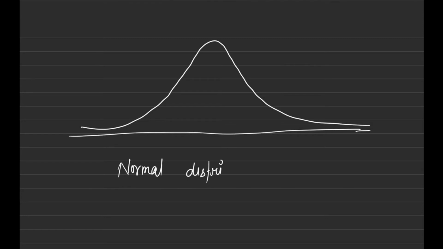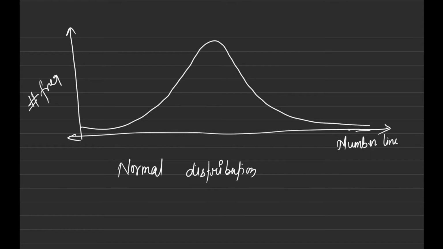Normal distribution curve. This is your number line, and this y-axis will give you the frequency. That means this data point has the highest frequency. This is probably the mode, whatever it is, x, x1, whatever, but let's say this is the data point which has the highest frequency.